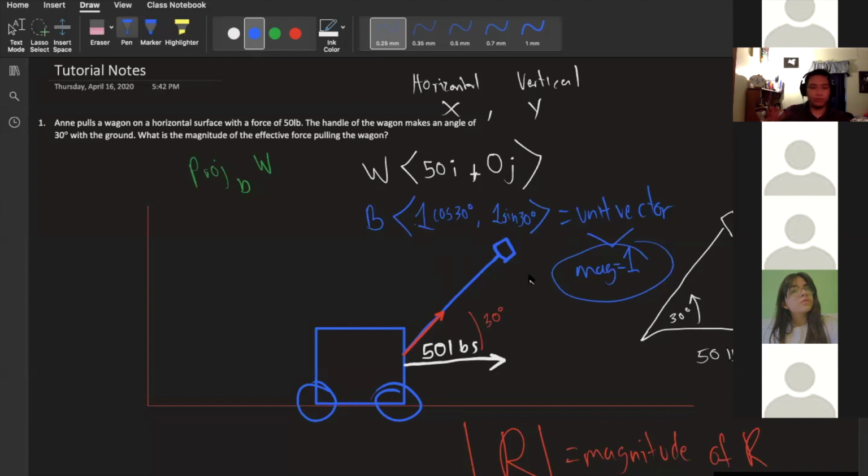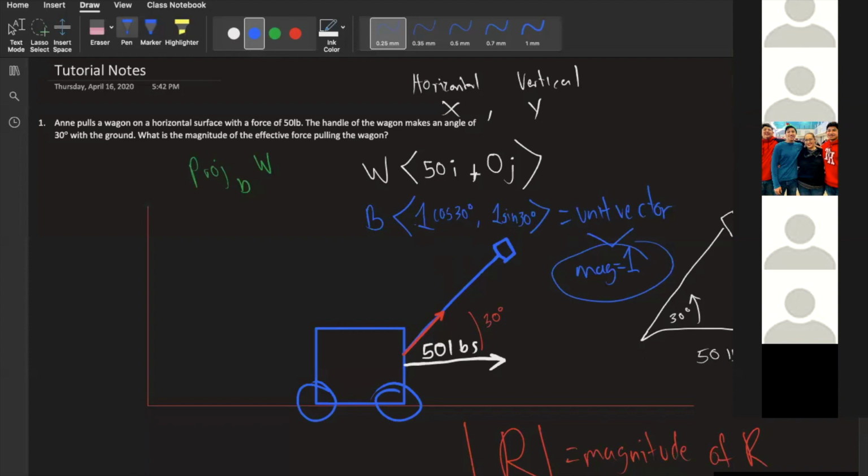Just go ahead and unmute or type in the chat. It's fine. Okay, wait, hold on. One at a time. Who was talking first? Lauren.